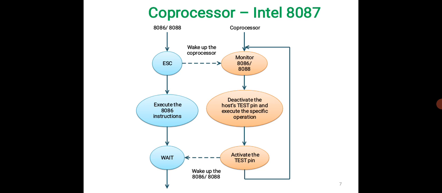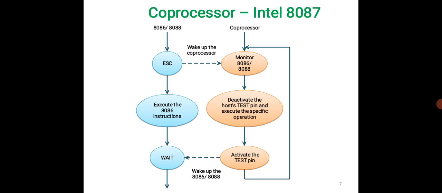So this block diagram represents the flow of the coprocessor, an Intel 8087, which is interfaced with the microprocessor. You could see here one side, represented in blue, is the main processor, which is 8086 or 8088, and the one represented in orange is the coprocessor. So it will wake up the coprocessor. Once it comes across any instruction with escape, it will wake up the coprocessor.